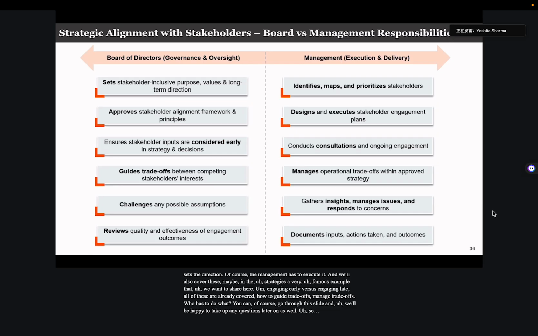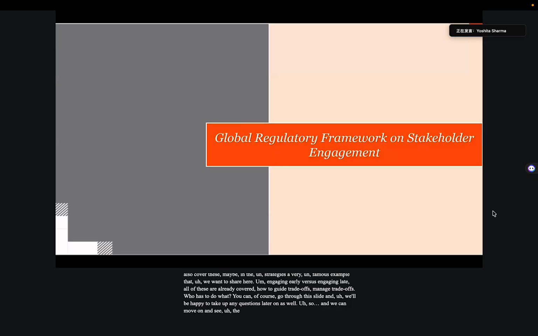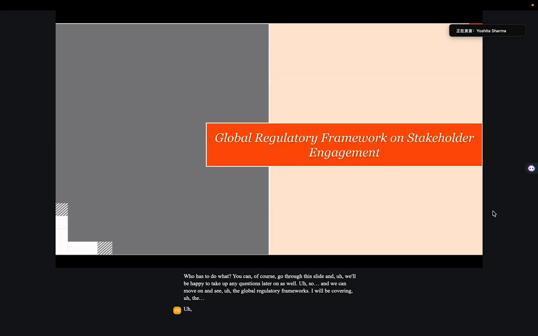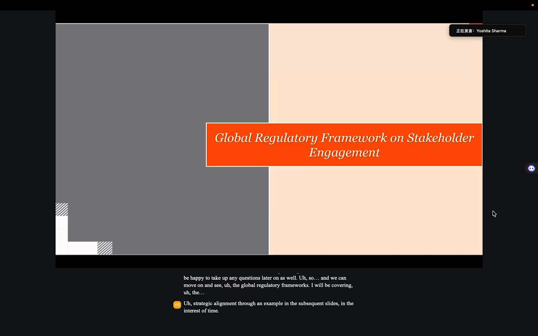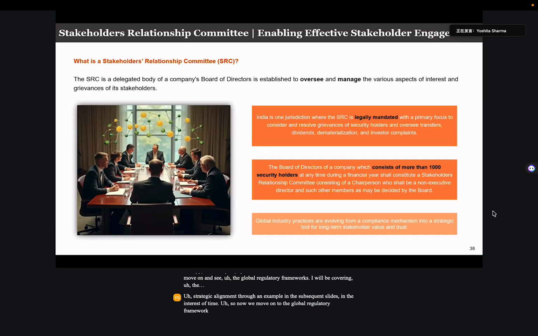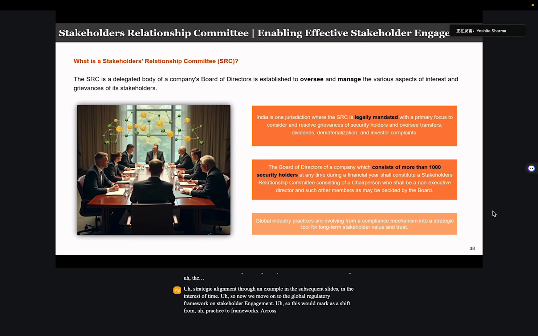And we can move on and see the global regulatory frameworks. I will be covering the strategic alignment through an example in the subsequent slides in the interest of time. So now we move on to the global regulatory framework on stakeholder engagement. This marks a shift from practice to frameworks. Across the world, stakeholder engagement is no longer viewed as voluntary or formal. It has been embedded in laws. And of course, that is how we are moving to a stakeholder-centric environment.